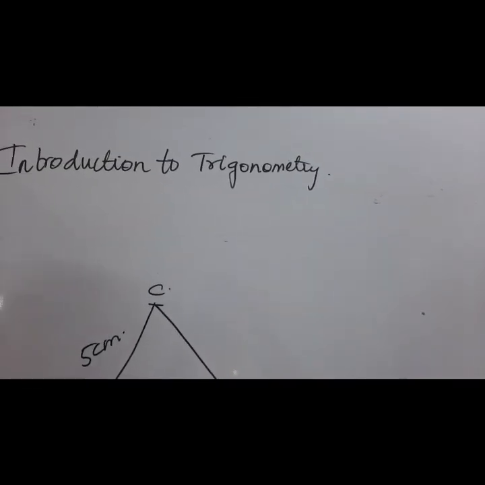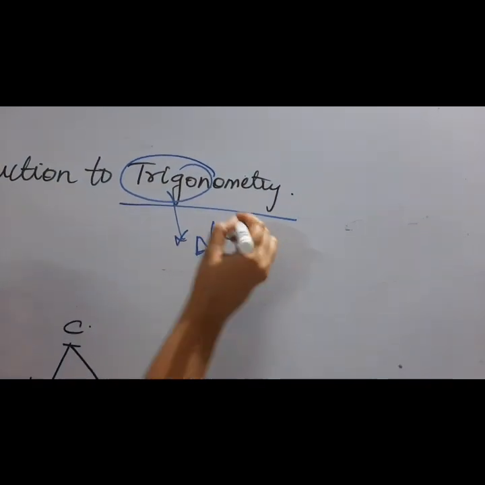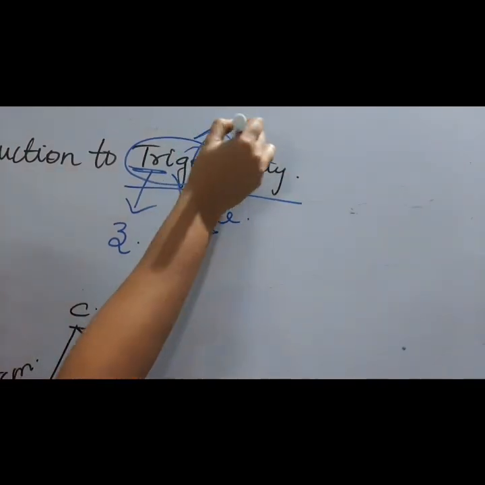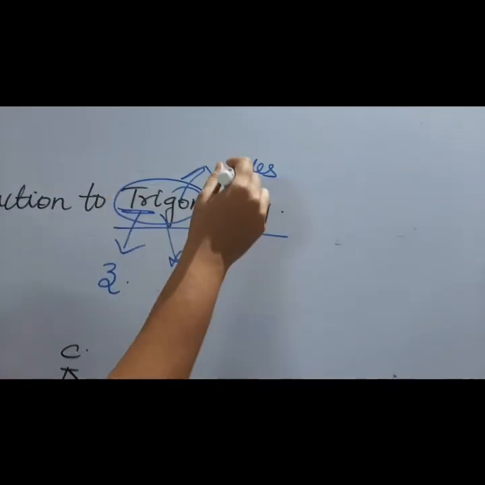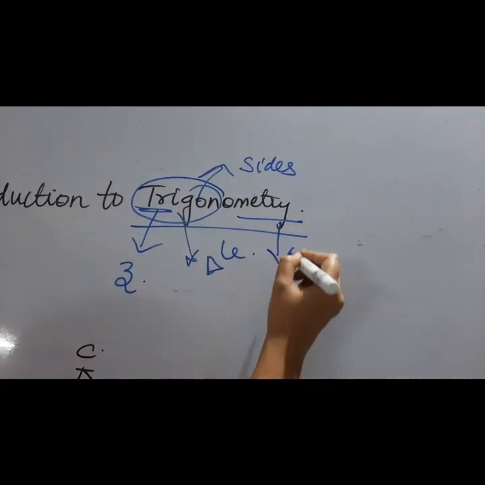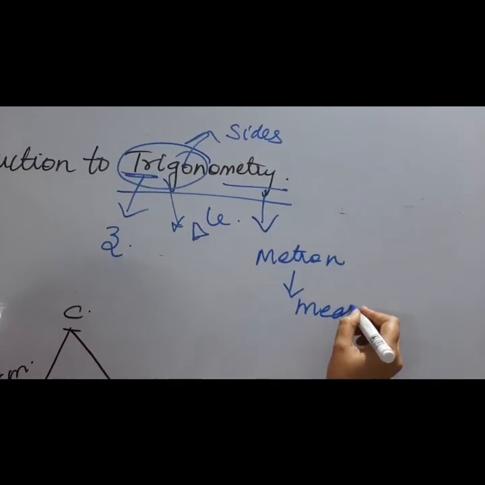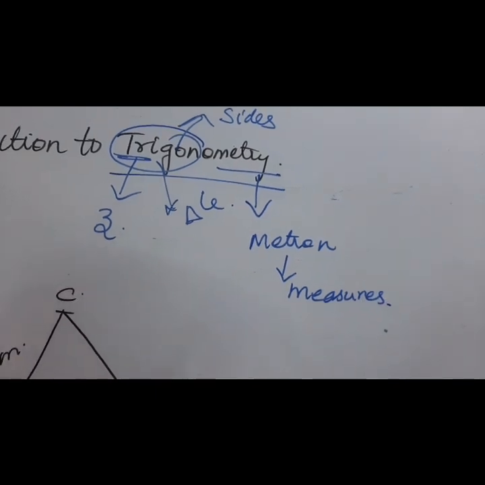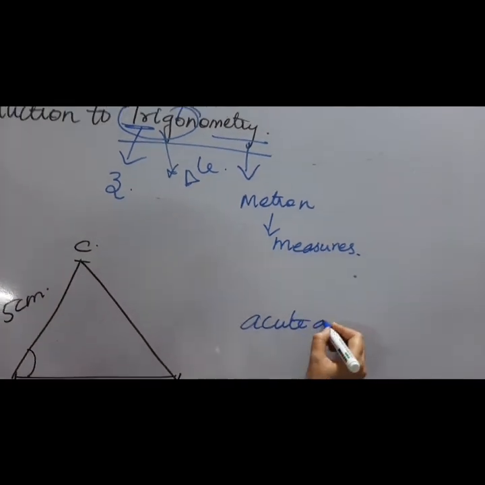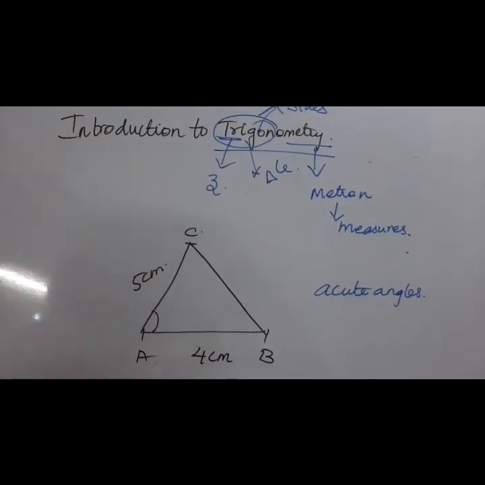This is a Greek word. Trigon is triangle. The word tri stands for 3 and gon stands for sides, 3 sides, which is a triangle, a closed linear object. And metry is derived from the word metron, which means measures. So in trigonometry we are going to deal with acute angles with the help of a right angle triangle.